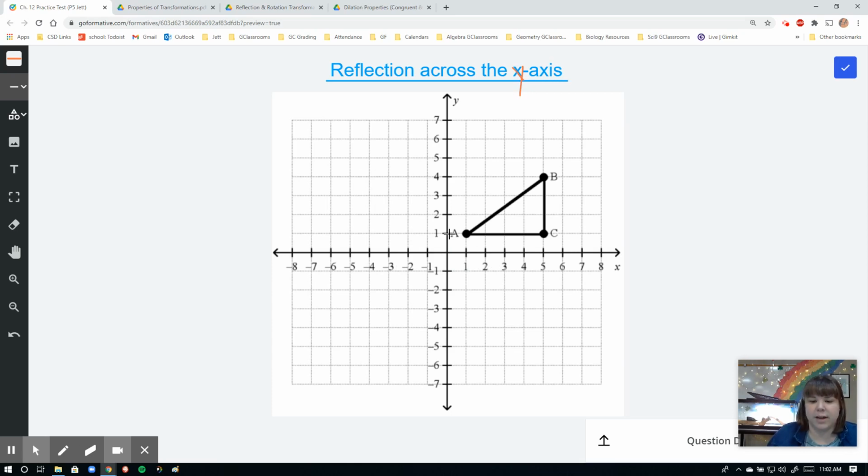Again, we're just doing a reflection. So we've got A is here, or A prime would be there. B prime, instead of 5, 4, it would be -5, 4. So we can put B prime there. A prime could go here. And then for C prime, it would be -5, +1. Let's go ahead and draw our lines.